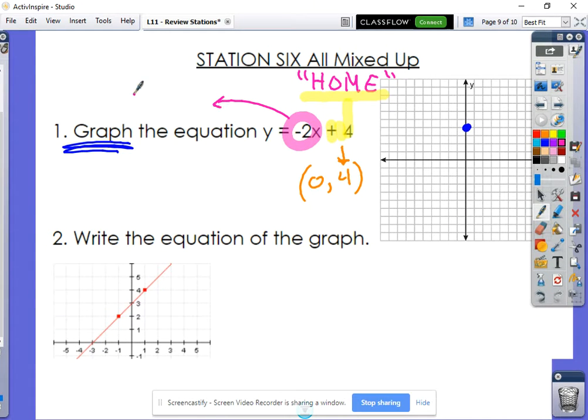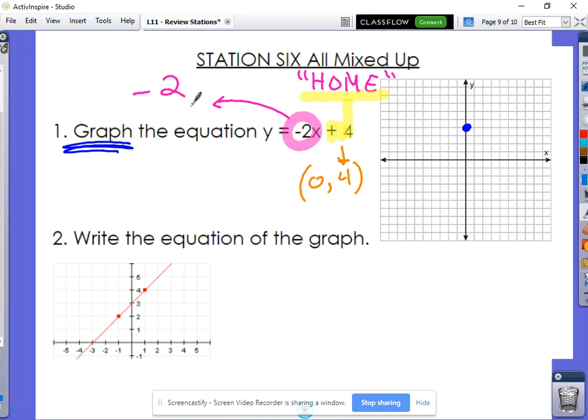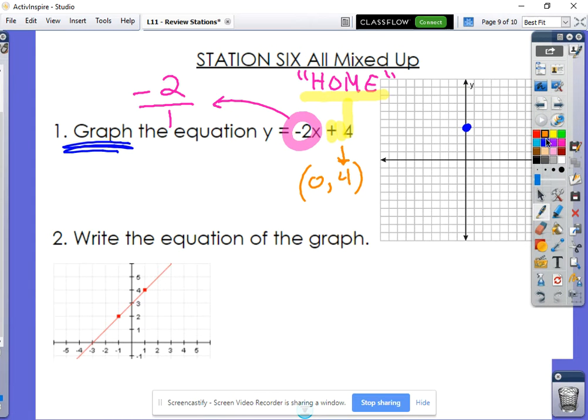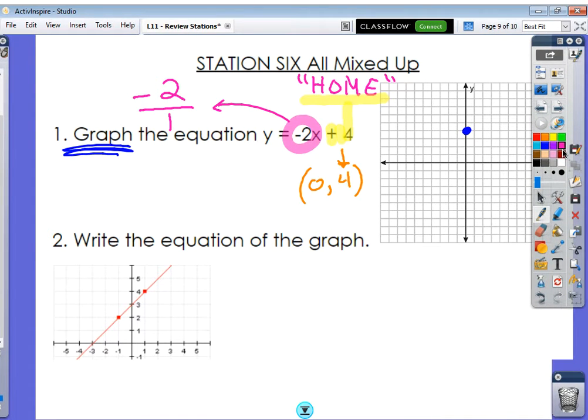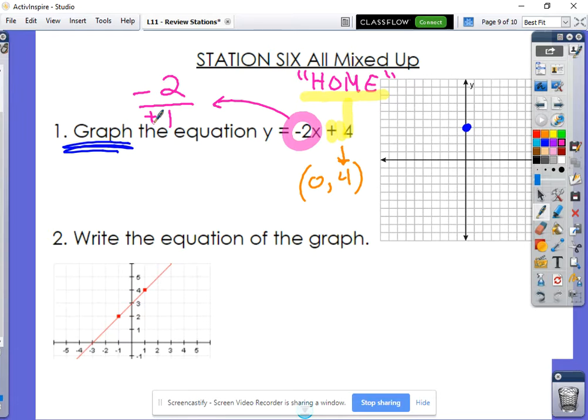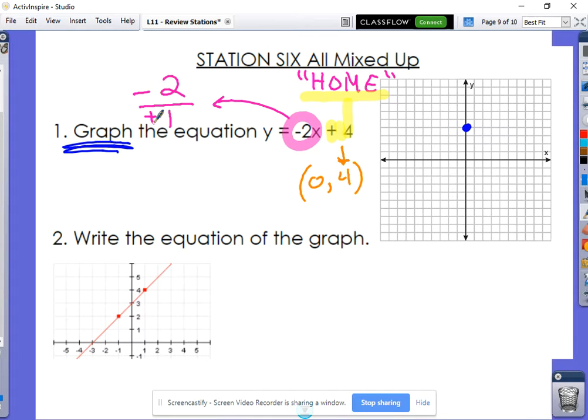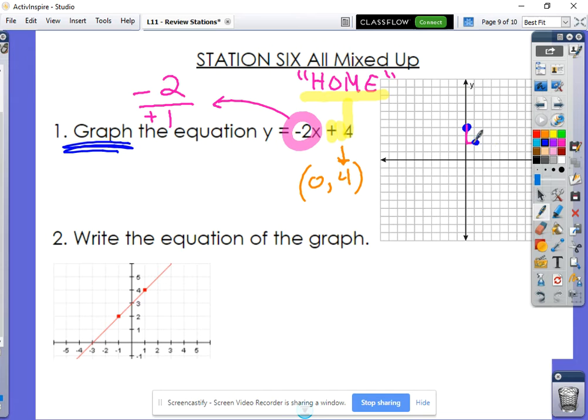So this -2, though, think of what that is. What is that as a fraction? It's -2 over 1. And I want you to realize that 2 is negative, but the 1 is positive. That's a very important realization. So our last component here is to go down 2 and right 1. That gives us a point. Down 2, right 1. We can do it as many times as we want to.